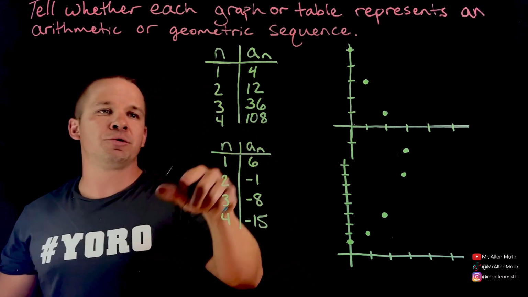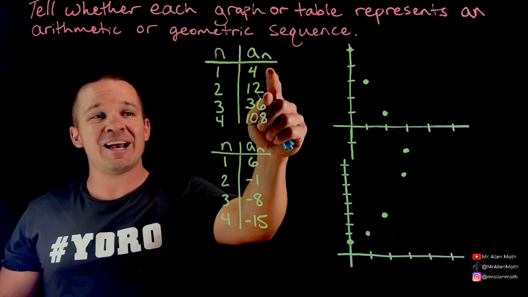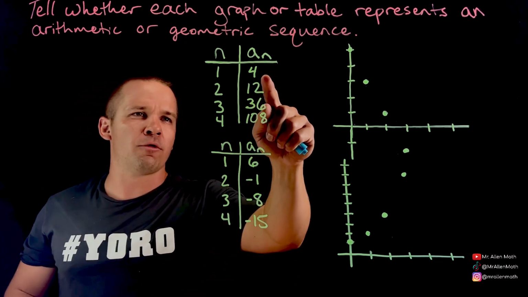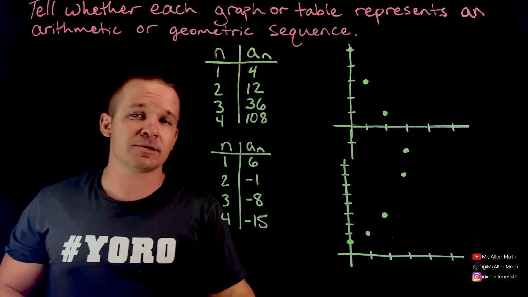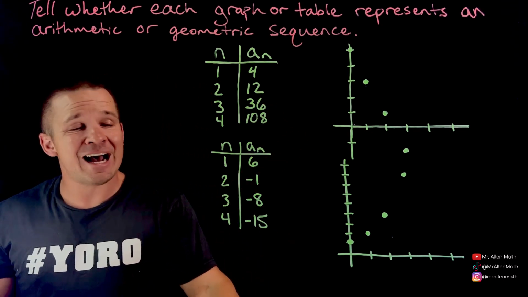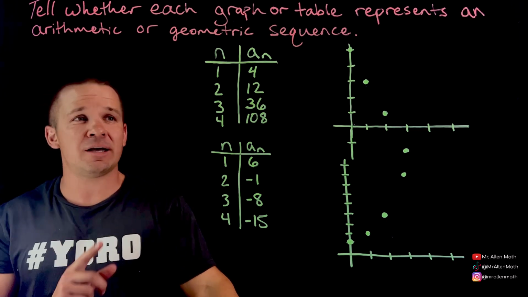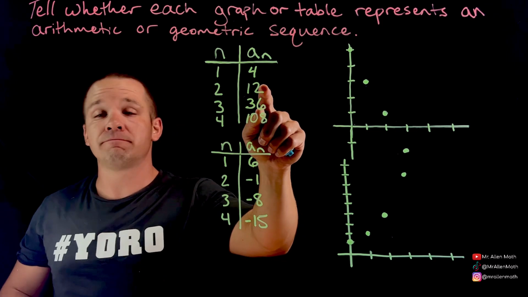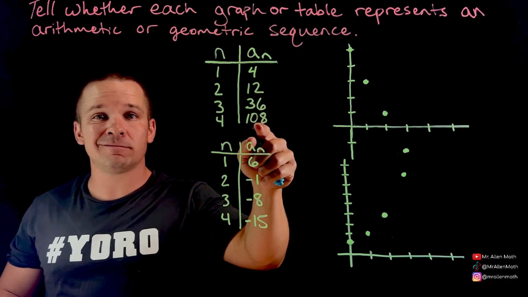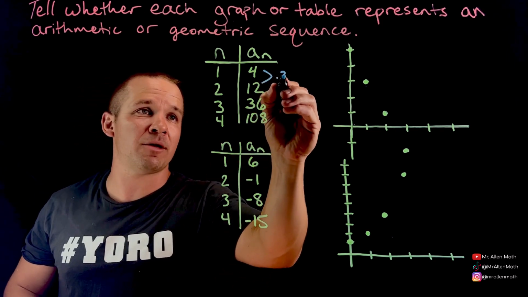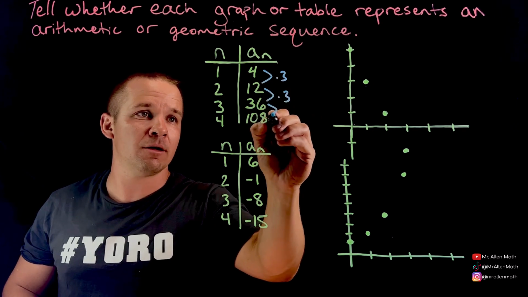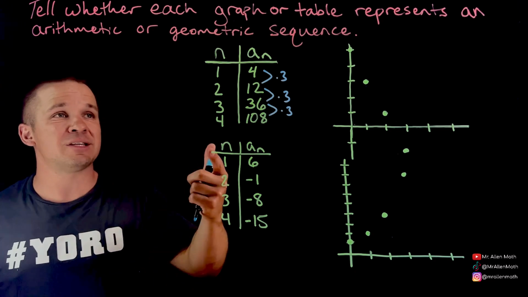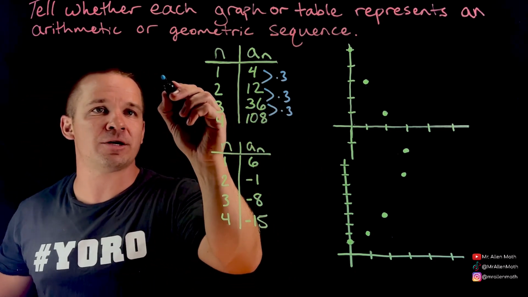First one here. I got 1, 2, 3, 4. Let's look at the a sub n then, our output, if we're thinking of it like functions. It goes from 4 to 12 to 36. It's growing quite a bit there. It's not going up by a consistent amount, but if I multiply by 3 to go from 4 to 12, that works. If I multiply by 3 again, right? So I'm multiplying by 3, multiply by 3, multiply by 3. That checks out. So this means that it is geometric.